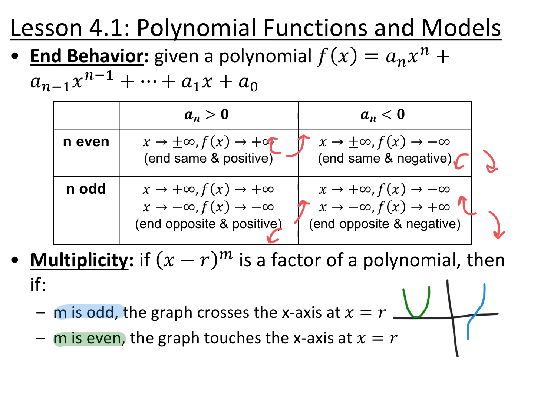Multiplicity is the power of a factor. So if you have a factor x minus r to the m power, then m is your multiplicity. If m is odd, then your graph is going to cross the x-axis at that value. Think about, again, like an x cubed graph crossing the x-axis. And if m is even, it's going to touch and bounce back off. Think about like an x squared graph again.